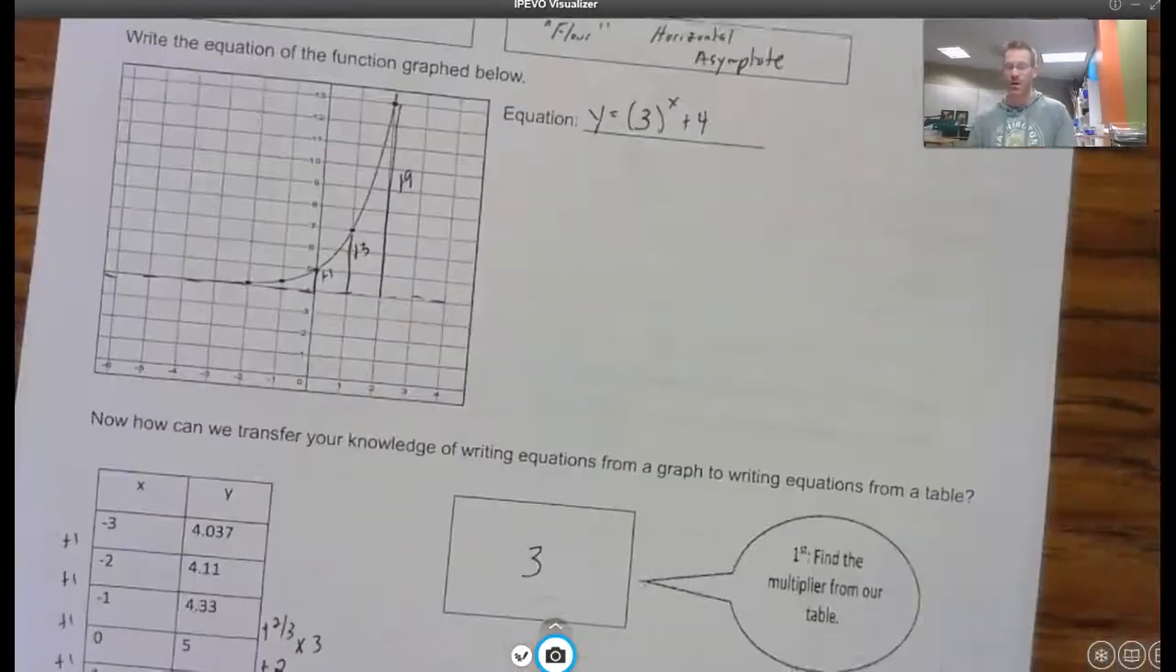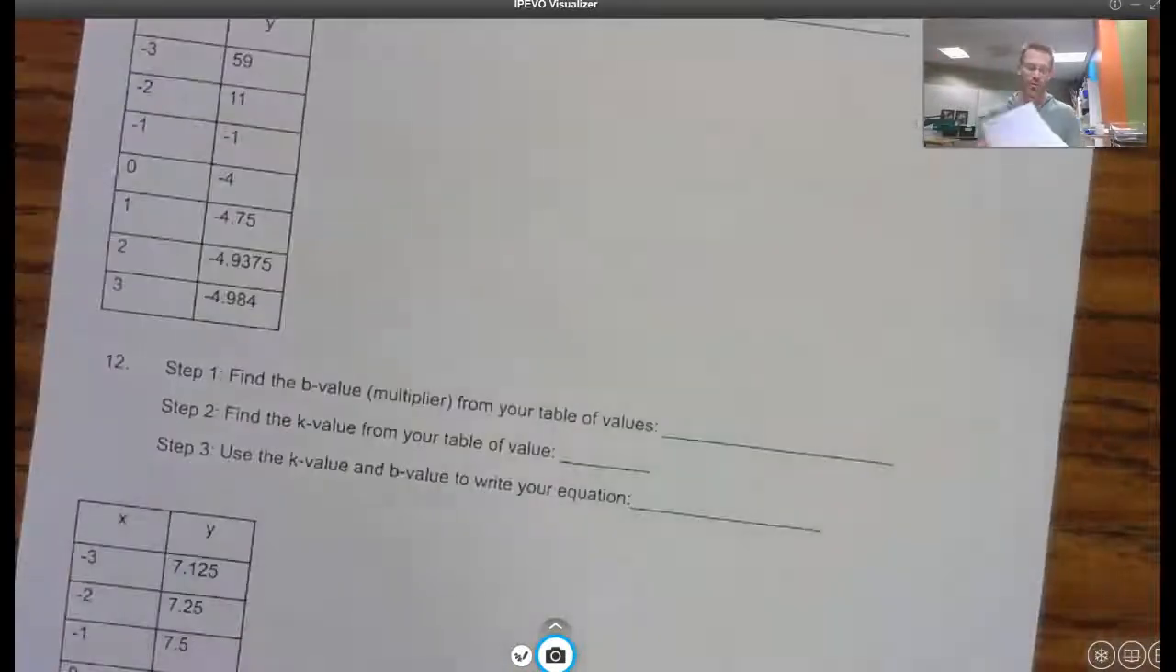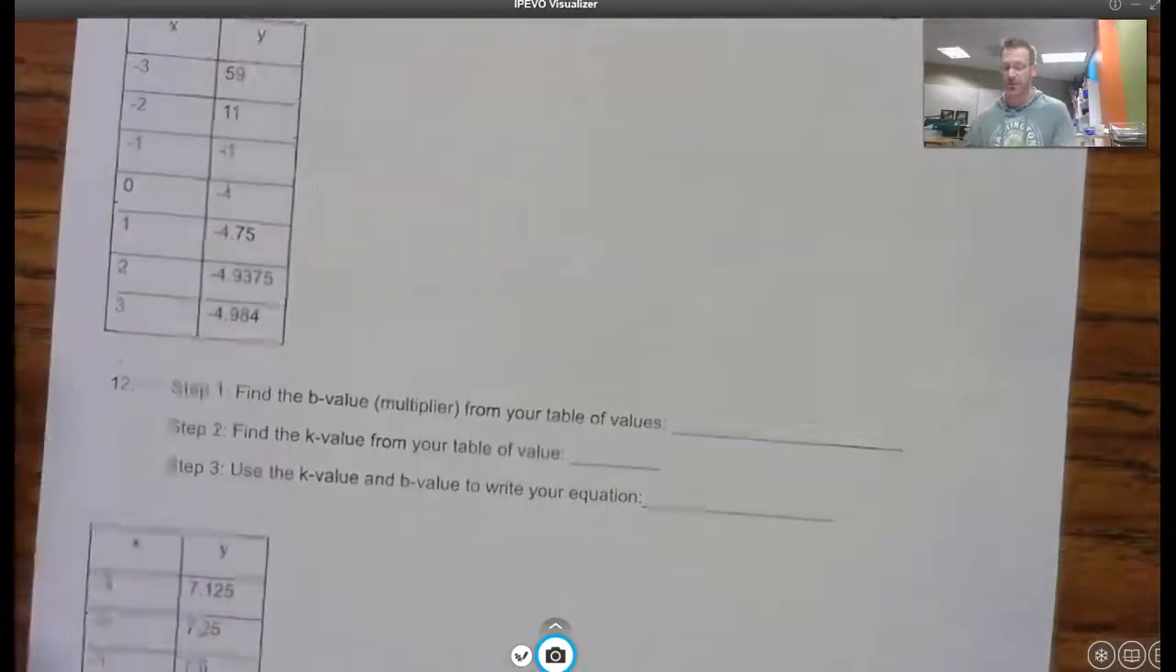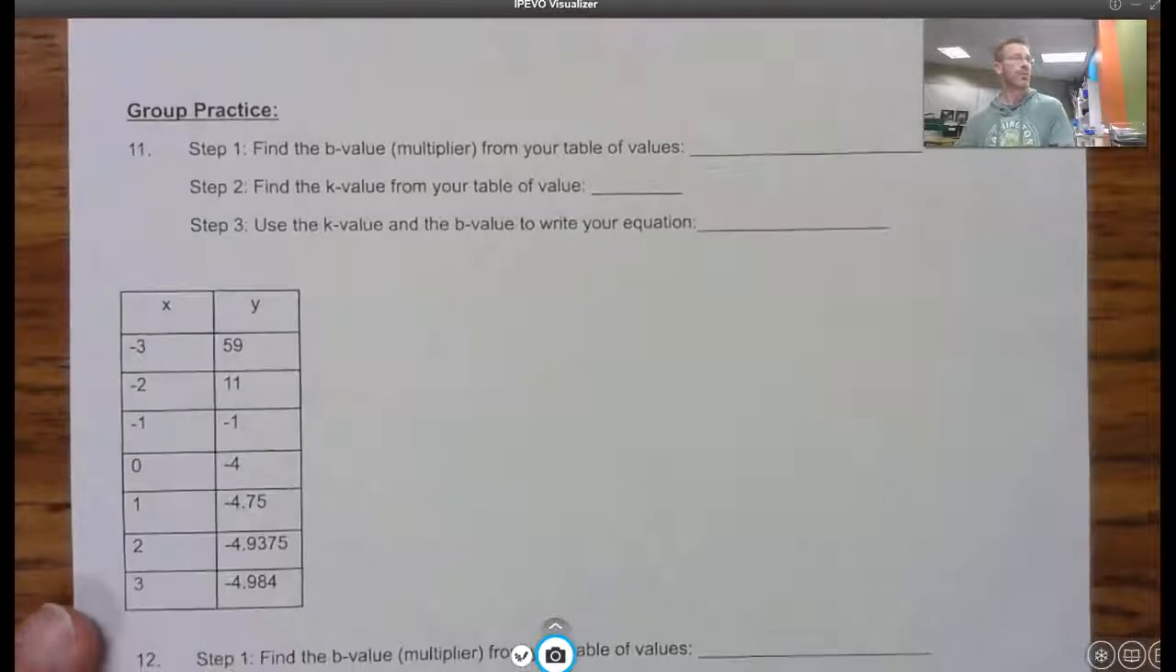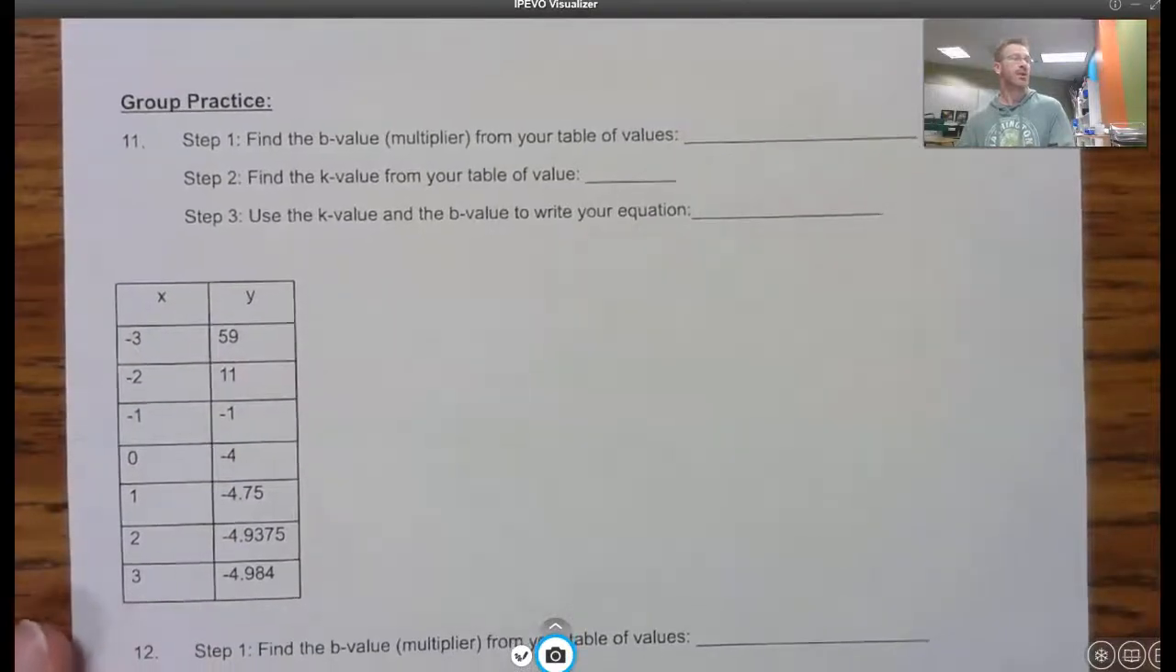All right, let's do one more problem together. So let's look at the group practice number 11 here. All right, and once again, I'd like you to pause the video and find your b value and your k value if you can, and then we'll write that equation. All right, I'll give you guys a few minutes to do that. You pause the video, flip it back on, and we'll see how you did.